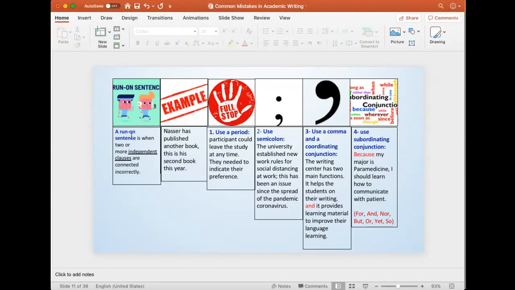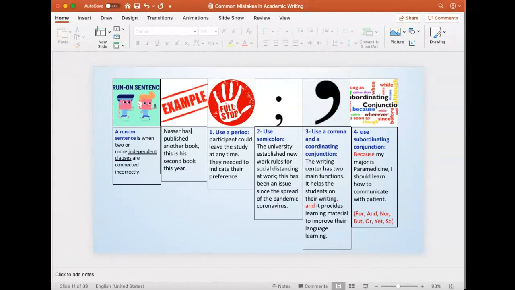So the first one is run-on sentence. Here, it means when two or more independent clauses are connected incorrectly. Joining sentences together follows a particular rule or rules. There are certain rules that we have to follow. If these rules aren't managed carefully, then we might end up with run-on sentences.